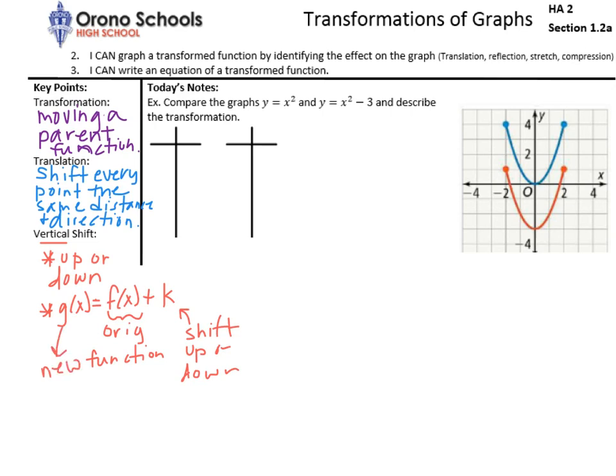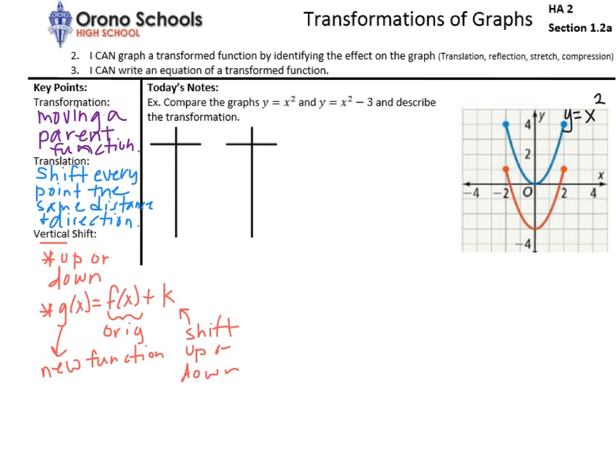So that's a lot of information to write in there. Make sure you have all of this written down before you watch the example on the right. It says compare the graphs of y equals x squared and y equals x squared minus 3 and describe the transformation. Taking a look at these two functions, y equals x squared would be the function in blue. That's this graph right here. And that would be the parent function.